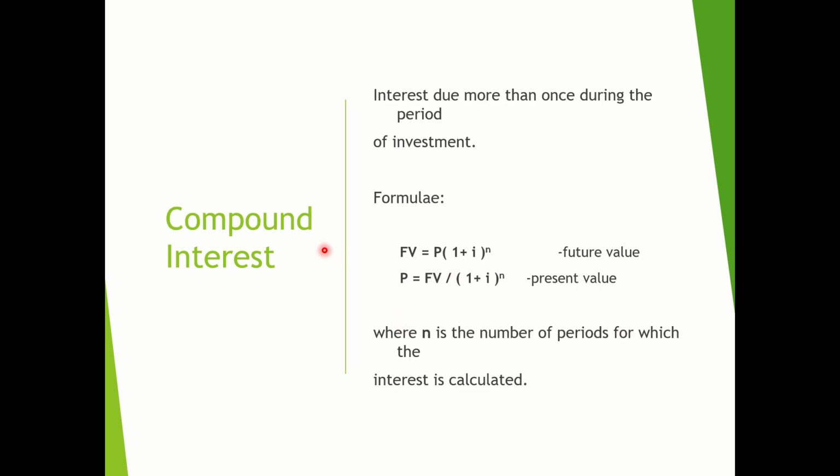Compound interest means the interest is due more than once during the period of investment. That means, just imagine that it works with a compounding effect, right? So this is your future value, and this is how you will calculate your present value.